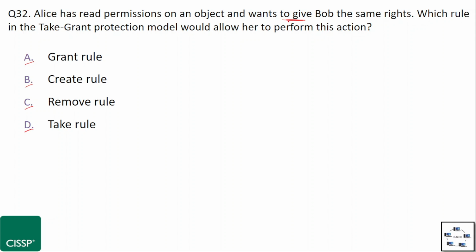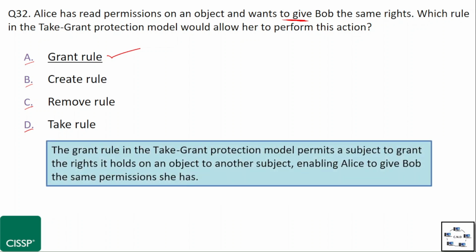So it is obvious that since Alice wants to give Bob the rights, the suitable rule is the grant rule. The create rule is for creating new rules. Remove is for removing an existing rule, and the take rule is for taking someone else's rights. So the correct option is the grant rule. The grant rule in the take-grant protection model permits a subject to grant the rights it holds on an object to another subject, enabling Alice to give Bob the same permission she has.